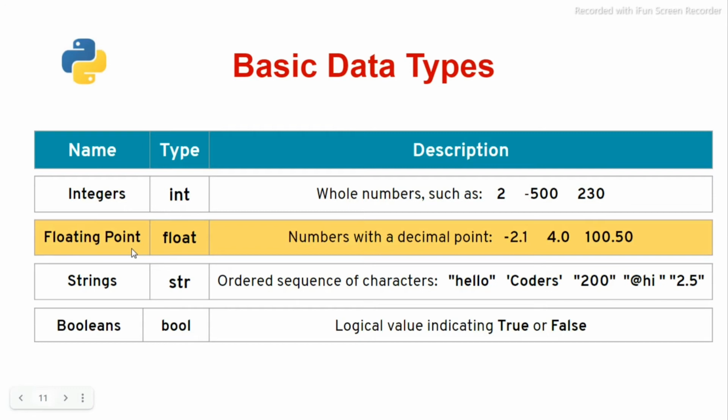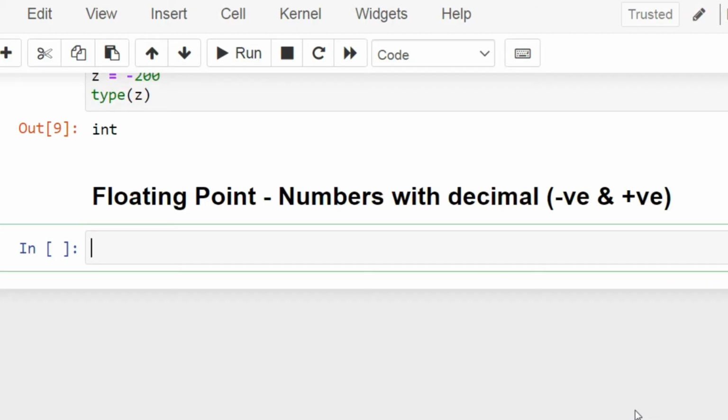Then we have floating point numbers, which are just numbers with decimal points such as minus 2.1, 4.0 and 100.5. Floating point numbers and integers both can be positive as well as negative. Floating point numbers have the short keyword type float. Now let's explore some examples of floating point numbers.